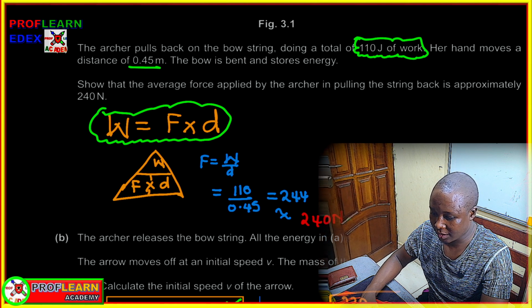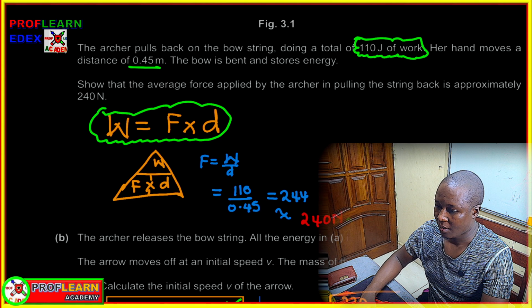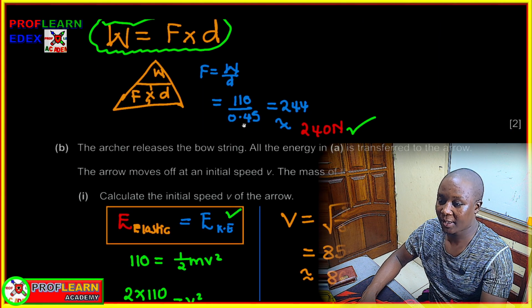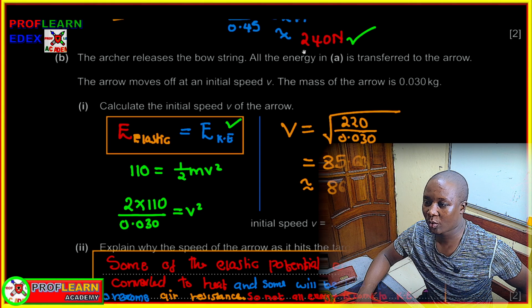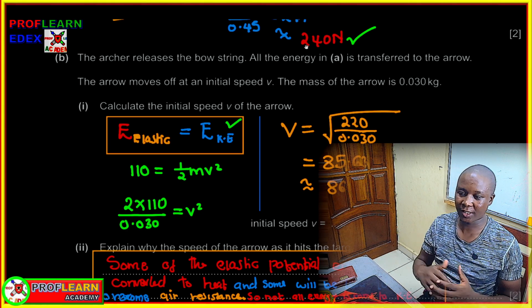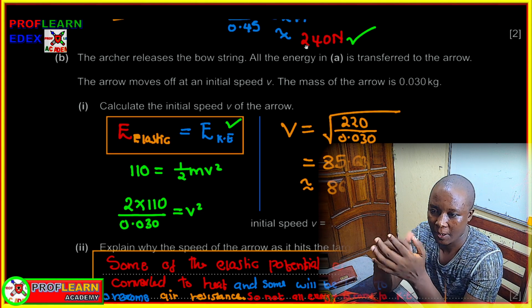So since the work that was done was 110 joules, we are going to divide by the distance, which was 0.45. If you work it out, you are going to get 240 newtons as the force that was applied to stretch the bow.